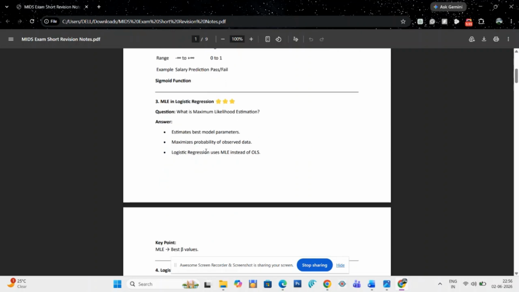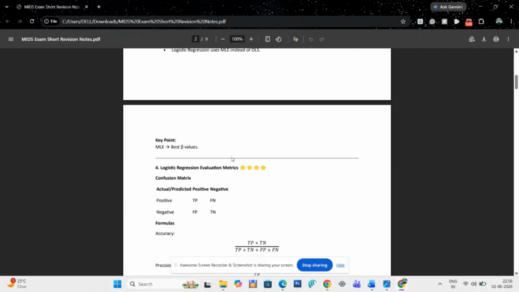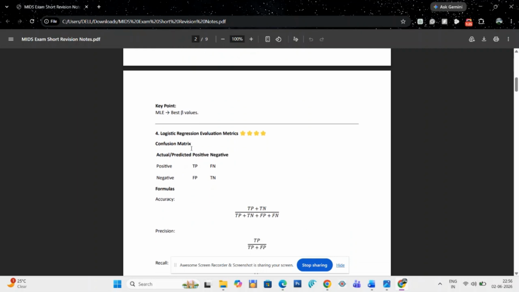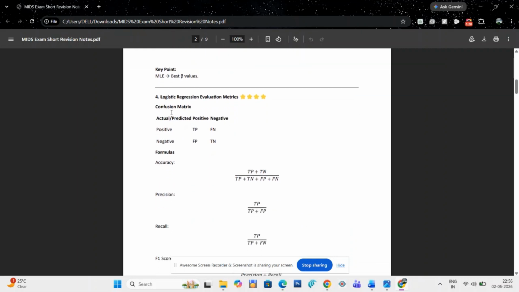And next is MLE, maximum likelihood estimation in logistic regression. The answer is MLE estimates the best model parameters, maximizing the probability of observed data. Logistic regression uses MLE instead of OLS. The key point is MLE finds the best beta values, the actual values.